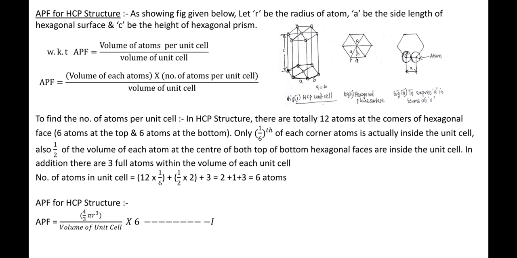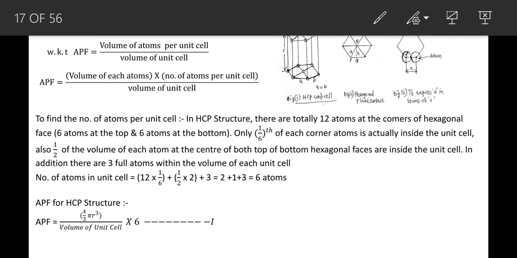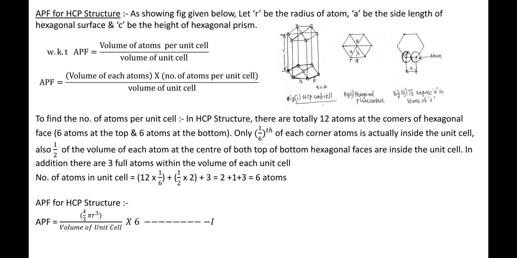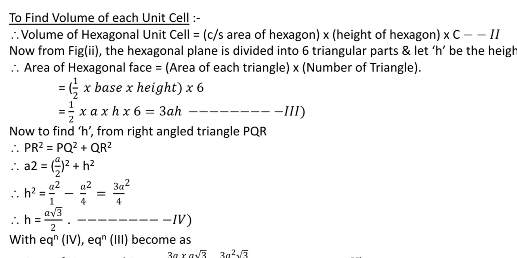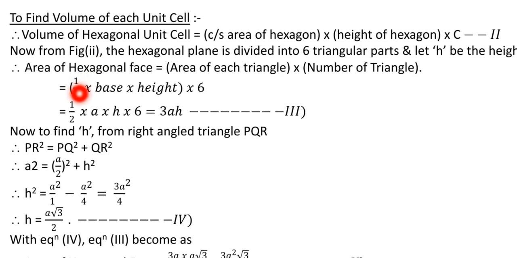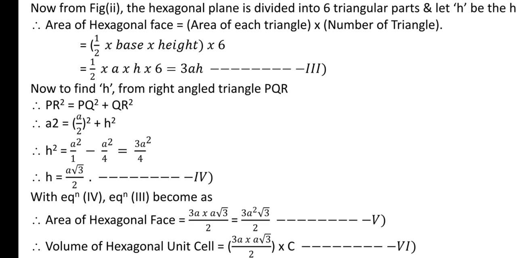In the next lecture we'll discuss the details about that. So how can we calculate APF? 4 by 3 pi r cube into 6 divided by volume of unit cell. So here we have to calculate the volume of the unit cell. I told you we have to calculate the area of each triangle. So 1/2 into base into height into 6, as there are 6 isosceles triangles. So 1/2 A into H into 6 is equal to 3AH. From the diagram we can calculate PR square is equal to PQ square plus QR square. So here H is equal to A root 3 divided by 2.